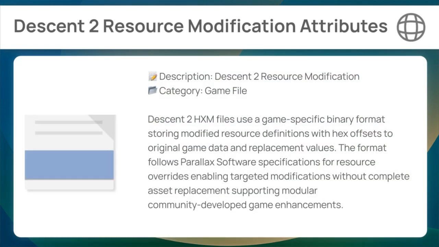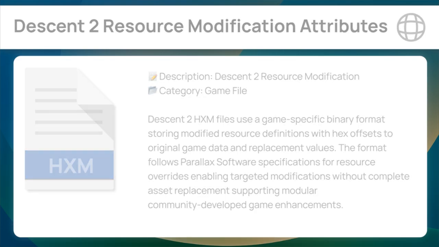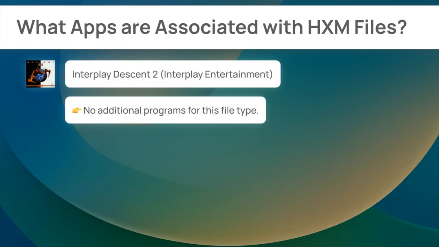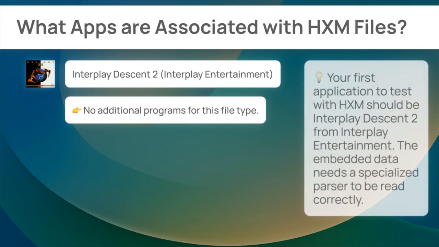Descent 2 HXM files use a game-specific binary format, storing modified resource definitions with hex offsets to original game data and replacement values. The format follows Parallax Software specifications for resource overrides, enabling targeted modifications without complete asset replacement, supporting modular community-developed game enhancements. The most widely recognized opener for HXM is unequivocally Interplay Descent 2 from Interplay Entertainment. The embedded data needs a specialized parser to be read correctly. Windows shows only superficial attributes, so accessing real content depends on modding utilities.